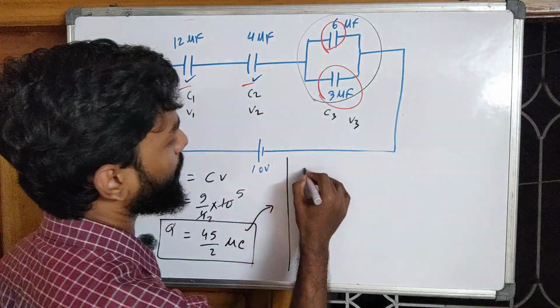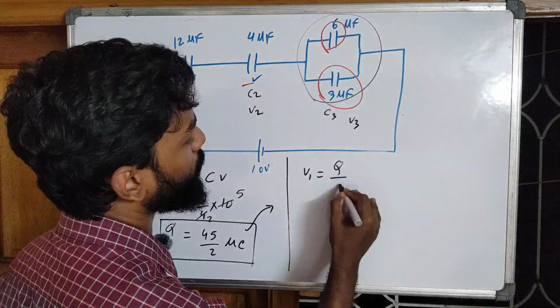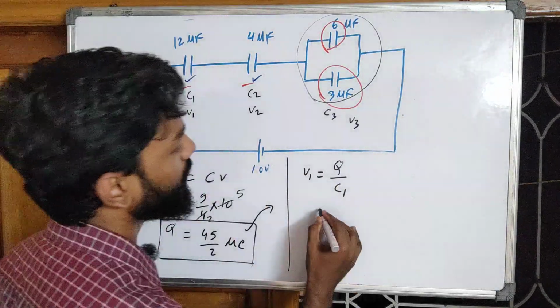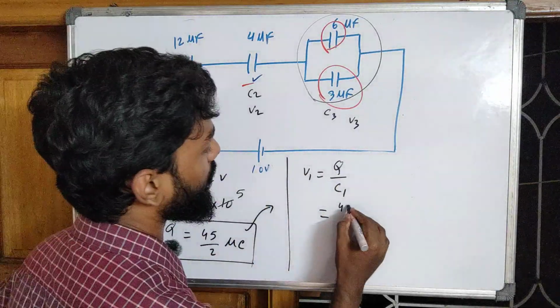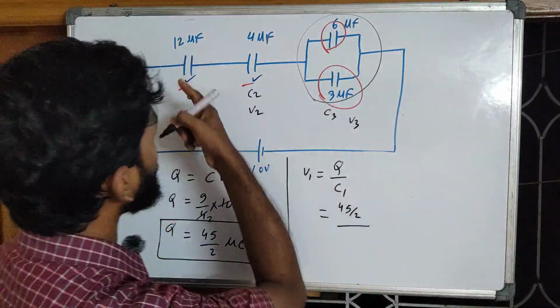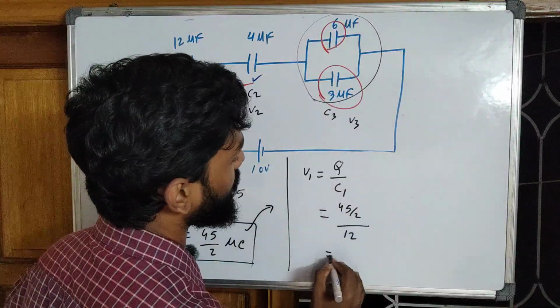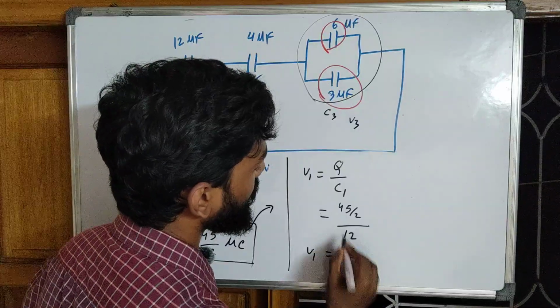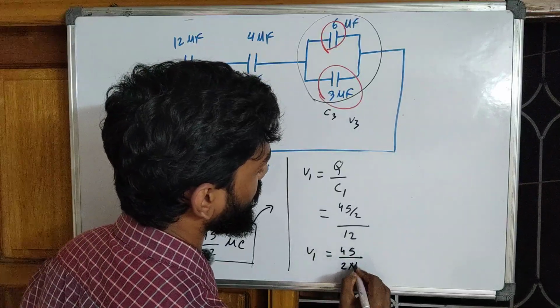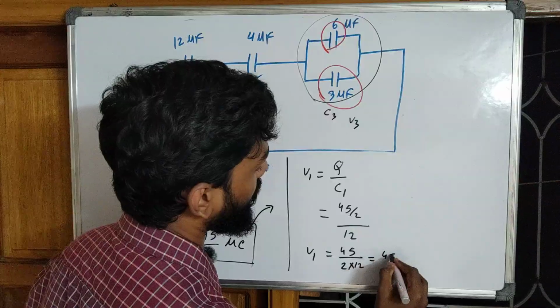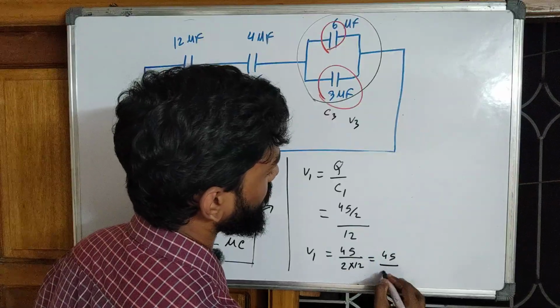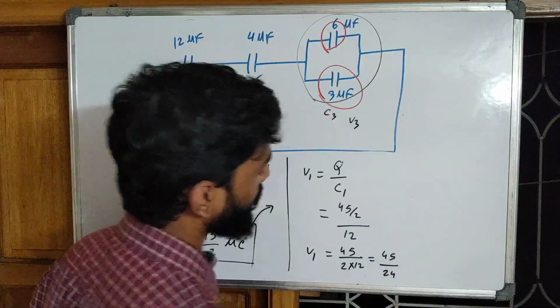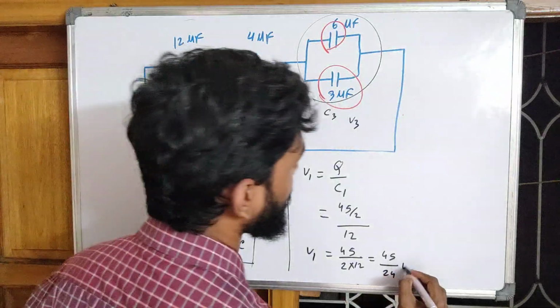Now what is the formula? V equals to Q by C. Q by C1 for this. Q is 45 by 2 upon C1. C1 is how much? 12. This is the voltage. 45 by 12 into 2 is 45 by 24, all right, volt, this much volt.